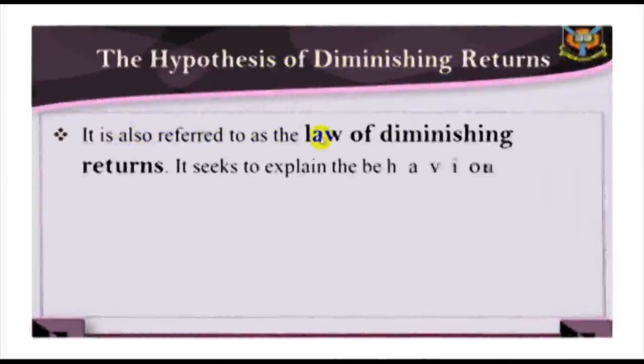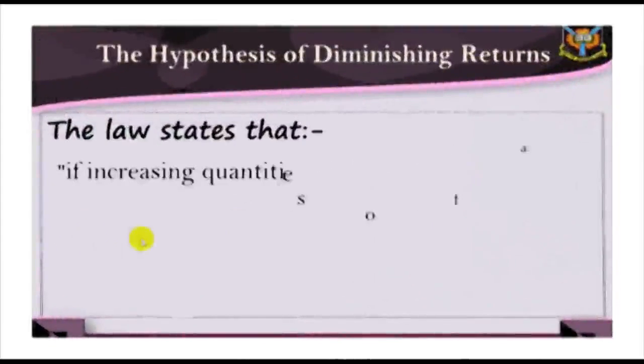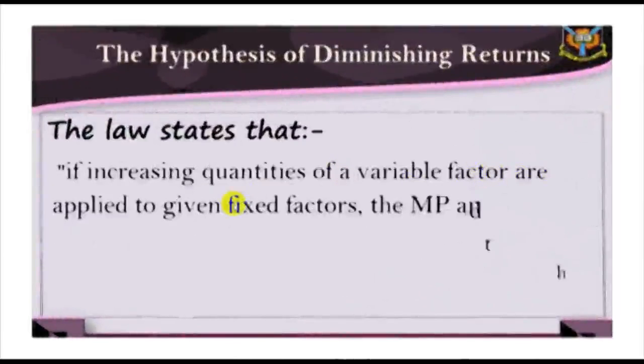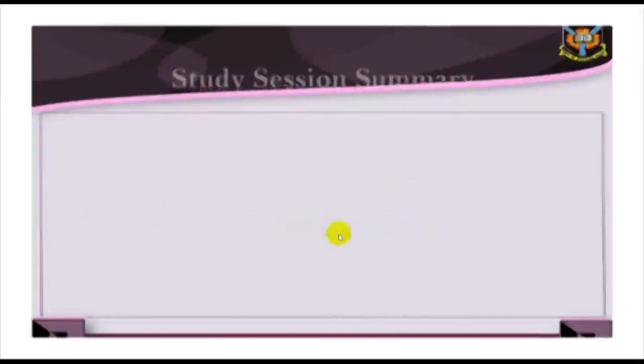The hypothesis of diminishing returns. This is one of the famous hypotheses in economics. It is also sometimes referred to as the law of diminishing returns. This law seeks to explain the behavior of output as a result of applying more or less variable factor to a fixed factor. The law states that if increasing quantities of a variable factor are applied to a given fixed factor, the marginal productivity and the average productivity of the variable factor will eventually decrease.